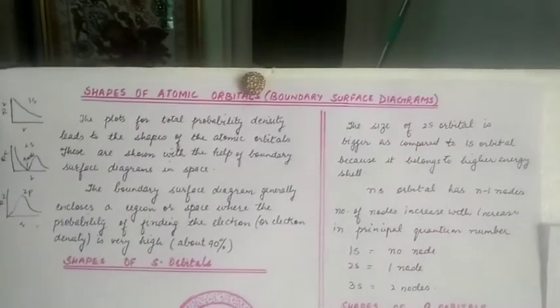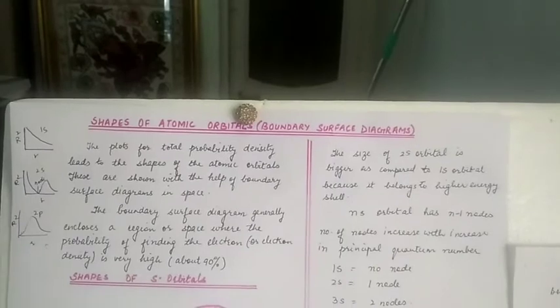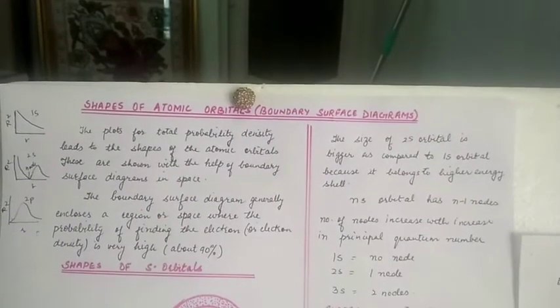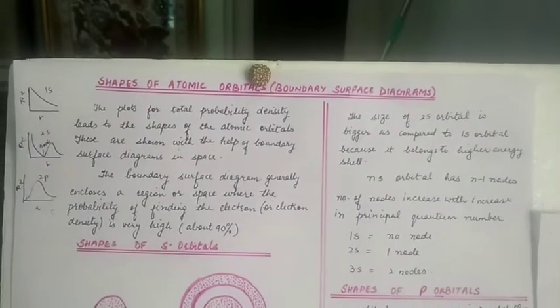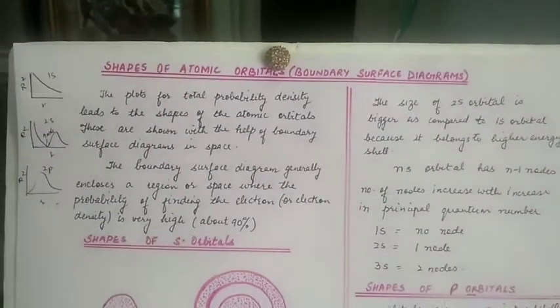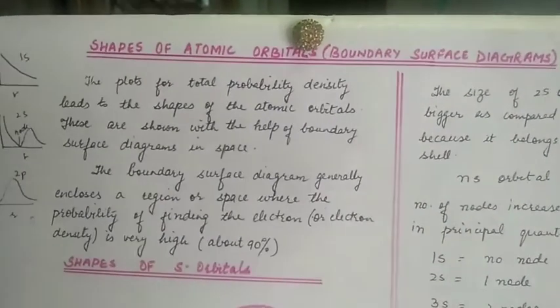Hello friends, the topic for today is shapes of atomic orbitals, boundary surface diagrams for s, p and d orbitals. The topic has been taken from Atomic Structure of Class 11.